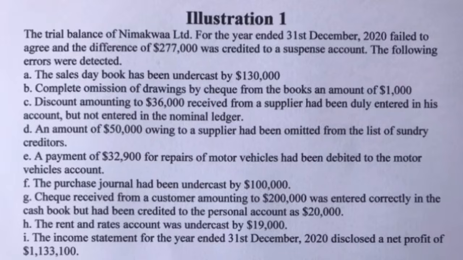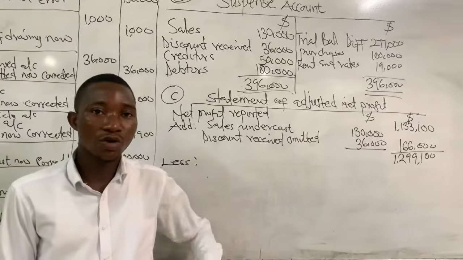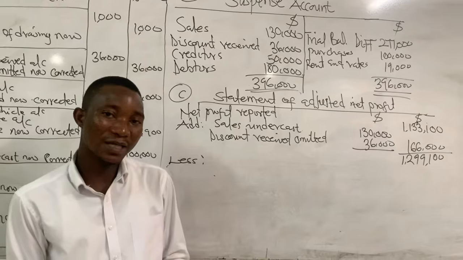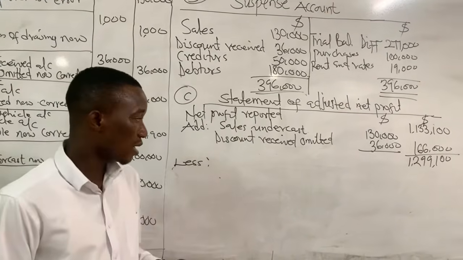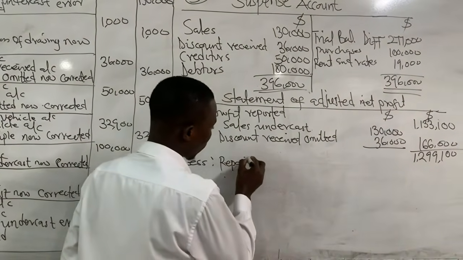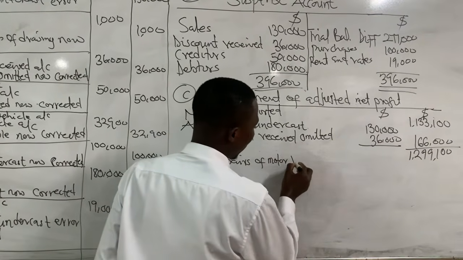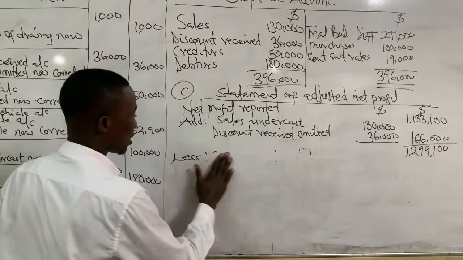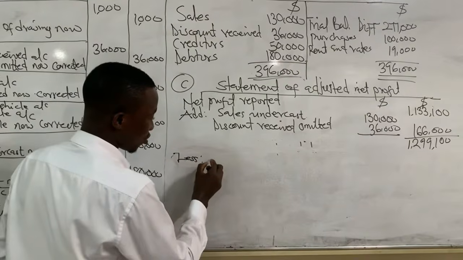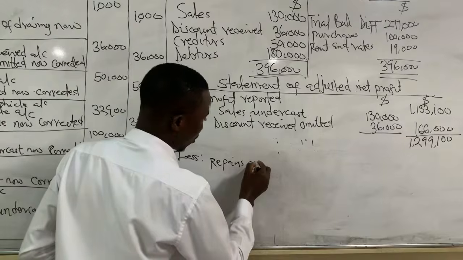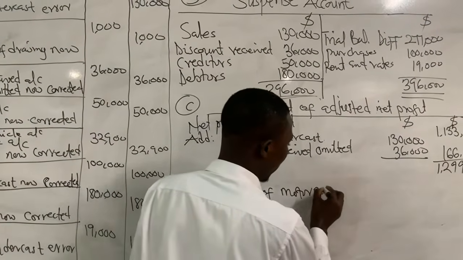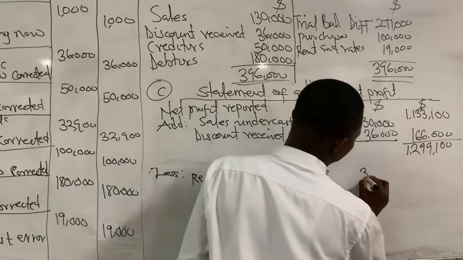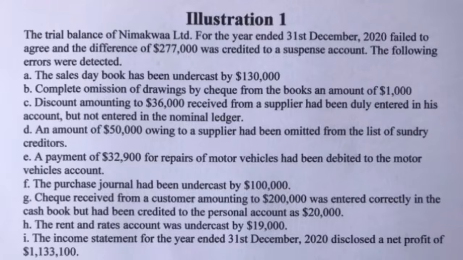E, a payment of $39,000 for repairs of motor vehicle had been debited to motor van account. So that is our expense. The repairs for motor vehicle is an expense and it has not been recorded. So we are reducing our expenses. So anytime we reduce our expenses, we are increasing our net profit more than expected. So we need to less it. That is repairs of motor vehicle, omitted. First of all, let me bring it at the bottom. I'm not referring to this amount, so let me bring it at the bottom small. So repairs of motor vehicle, $32,900. Okay, let's consider the next one.